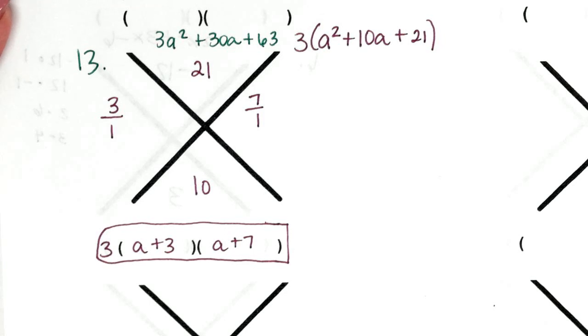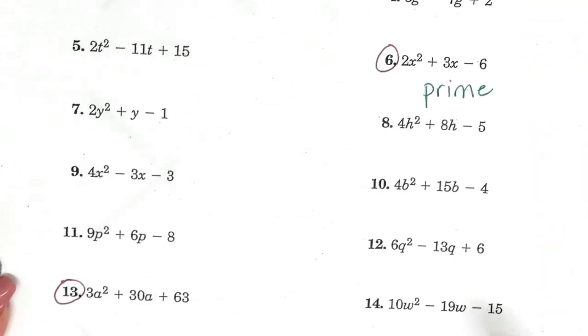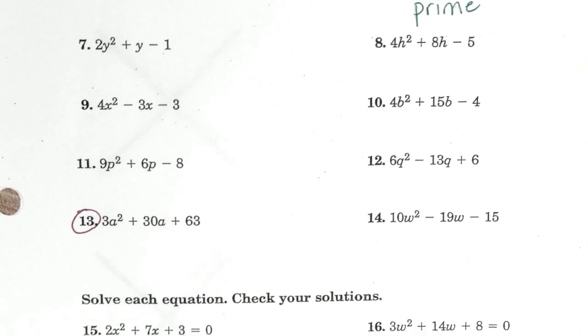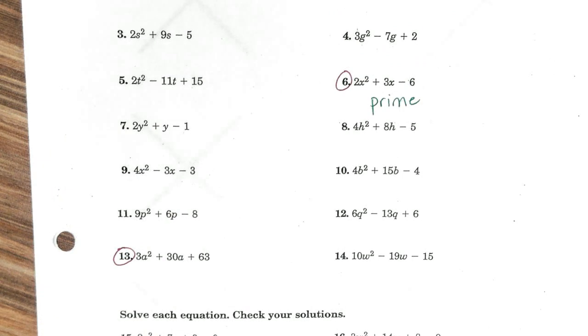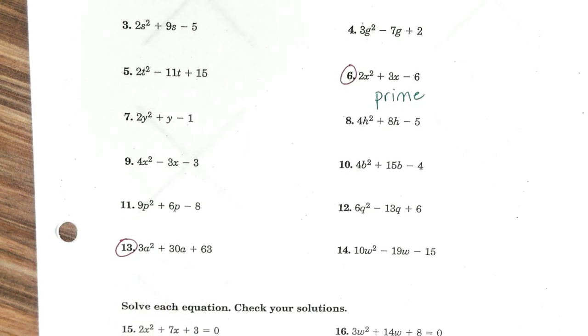Now I'm going to say it again. There is one other problem on 1 through 14 that is not able to be factored. So on one of these other ones, your answer will be prime. All the rest can be done, and none of the other ones have a greatest common factor. Make sense? Yes or no?